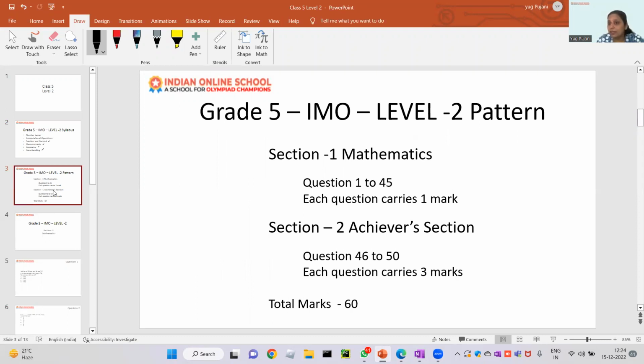Instead of level 1, which had 4 sections. What are those sections? Logical reasoning, then mathematical reasoning, after that everyday mathematics and the achiever section. Here, there are only 2 sections, mathematics and achiever section. In mathematics, there will be 45 questions and each question carries 1 mark. In the achiever section, there will be 5 questions and each will carry 3 marks. So the total is 60.